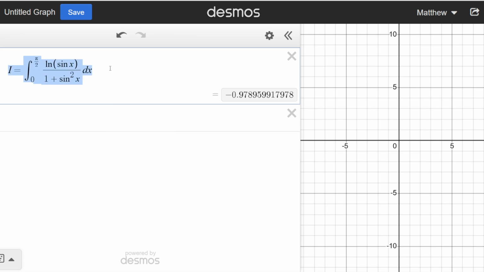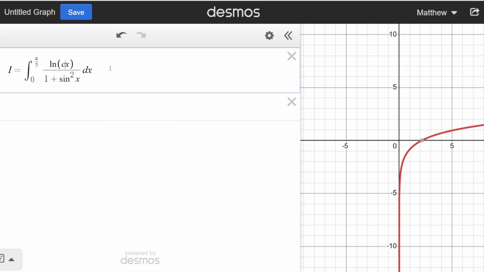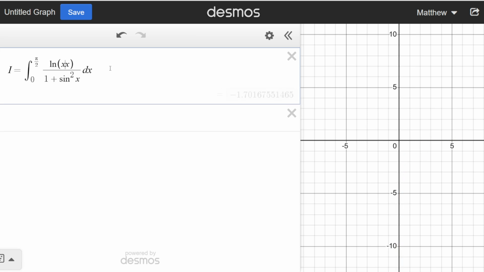Today we are going to take a look at this integral, which is a modified version of an integral on the channel Maths 505. His integral was like this. I'm going to be evaluating this. So that's the integral from 0 to pi over 2 of the natural log of sine x, all of that over 1 plus sine squared x dx. All right, so how are we going to solve this?